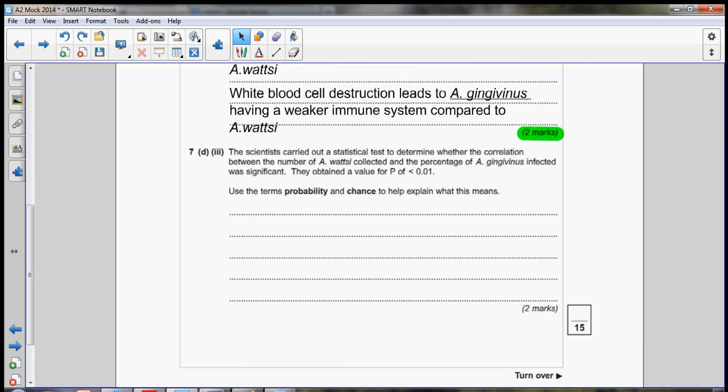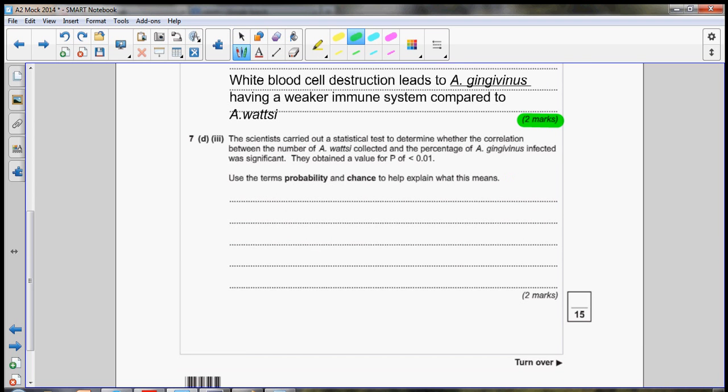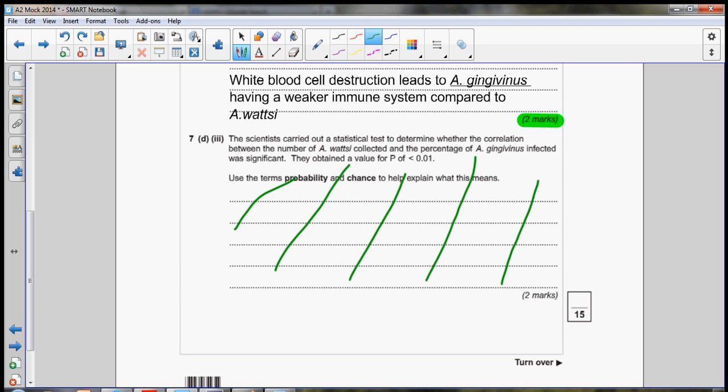The final question in question 7 is not one that we've studied the answer to so far. When we look at our ISA this year, we will look at the terms probability and chance and how those relate to statistical tests, but you haven't been taught that yet, so you can ignore that question.